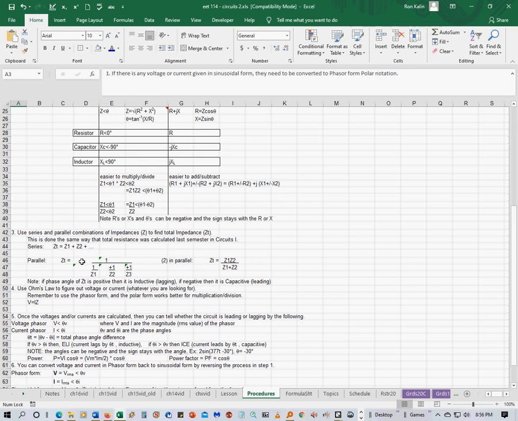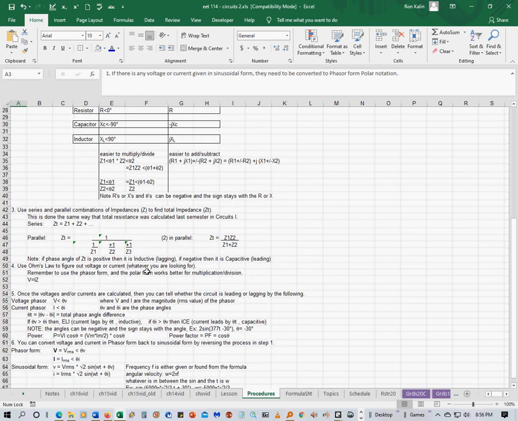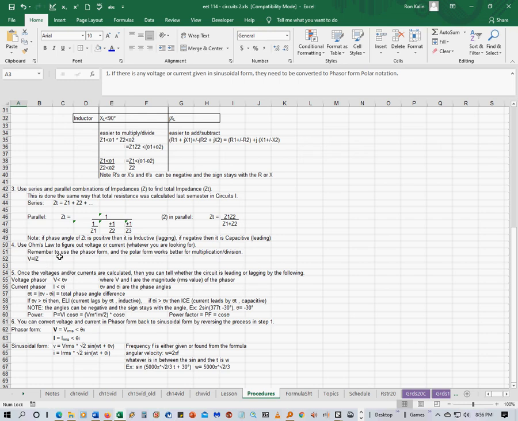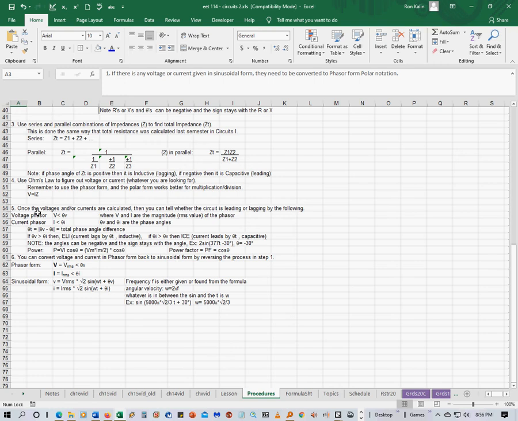So series, you just add them together. Parallel, which is going to be the next chapter, we just use the parallel formula. This is two impedances in parallel here. And then you use Ohm's law to figure out the voltage or current, whatever you're looking for. Remember, V equals IZ. You have to use the phasor form, and the polar form works better for multiplication and division. Once the voltages and currents are calculated, then you can tell whether a circuit is leading or lagging by the following.